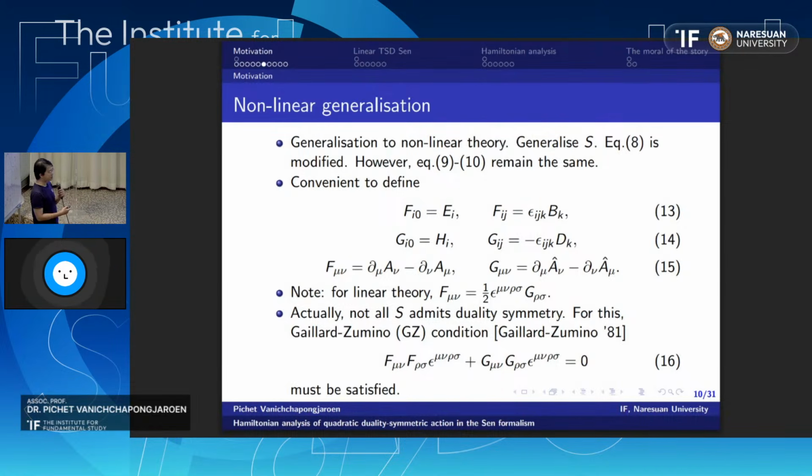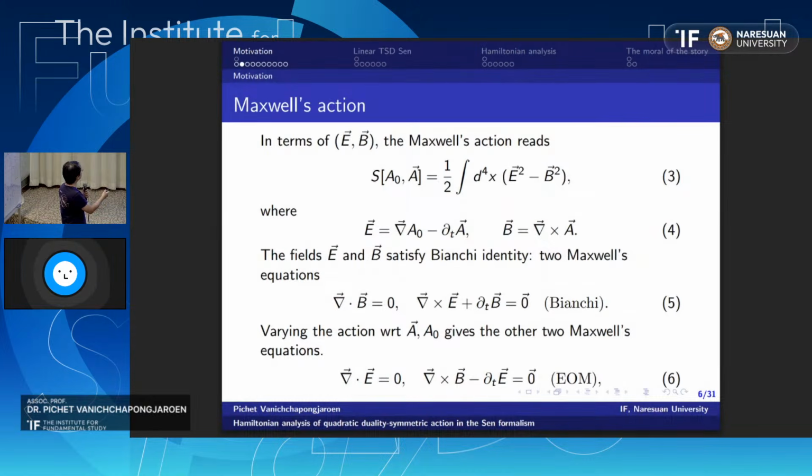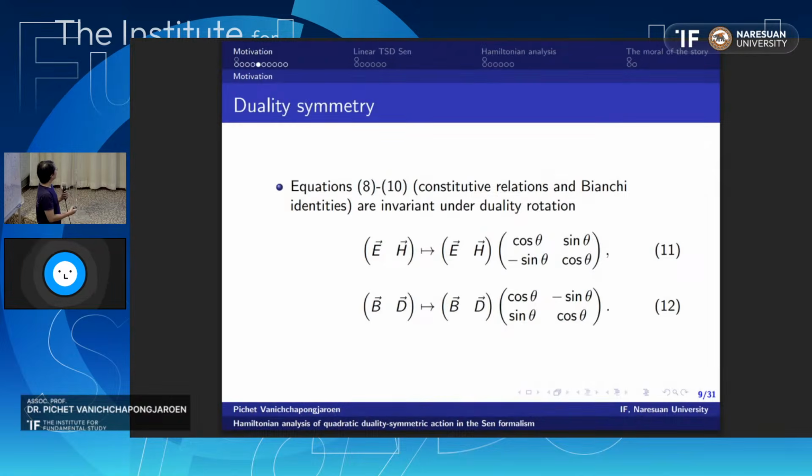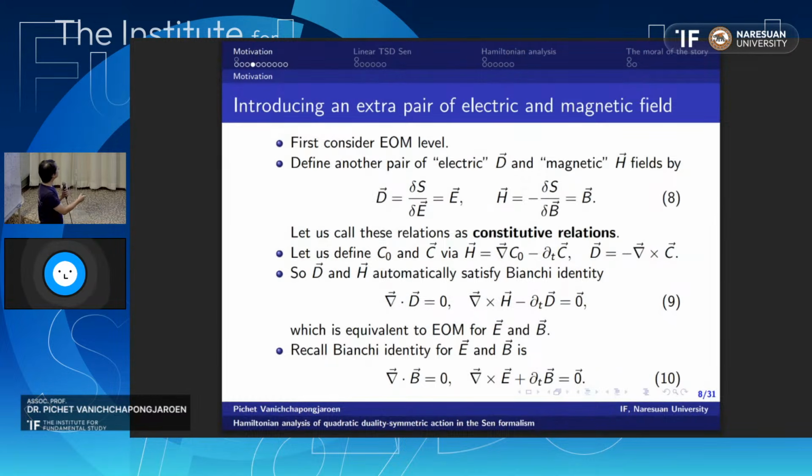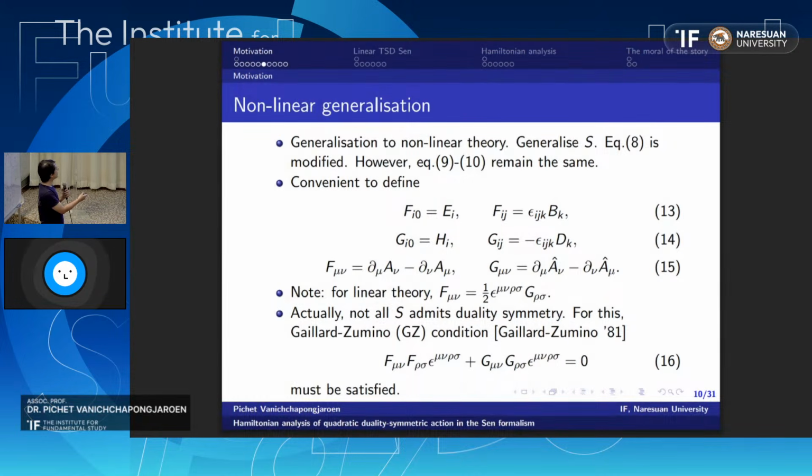But if we want to do the nonlinear generalization, we don't just put some nonlinear functions of E and B. From here we have defined the other pair of electric and magnetic fields, and then we have defined the dual gauge field, which is C0 and C. So basically C0 and C is Â, the extra gauge field.